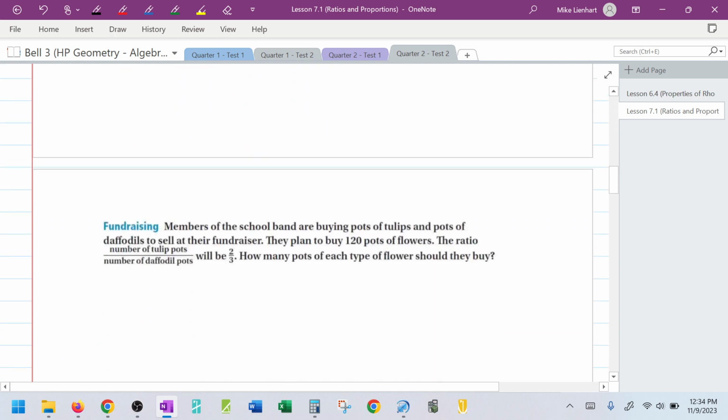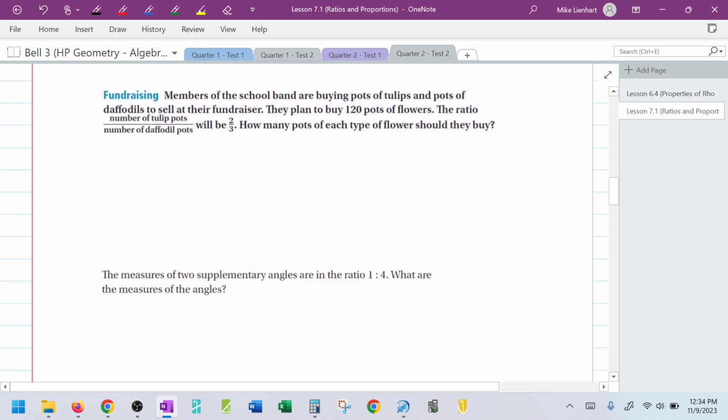Okay? All right, so let's see how they can kind of take it a step further. It says members of the school band are buying pots of tulips and pots of daffodils to sell at their fundraiser. They plan to buy 120 pots of flowers. The ratio, which would be tulips to daffodils, will be 2 to 3. How many pots of each type of flower do they buy?